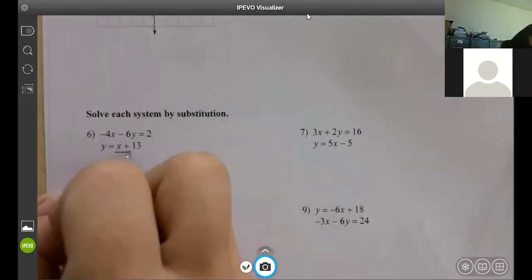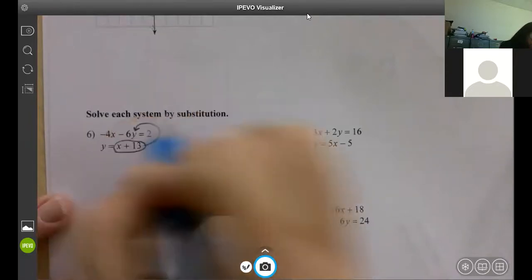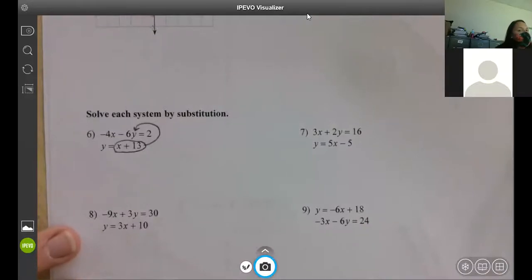We took this function because it's y equals, and we plugged it in for y. There are parts on the EOC that you cannot use your calculator. So you do not have to do it. You have to do it by hand, okay? So you have to know how to do it.